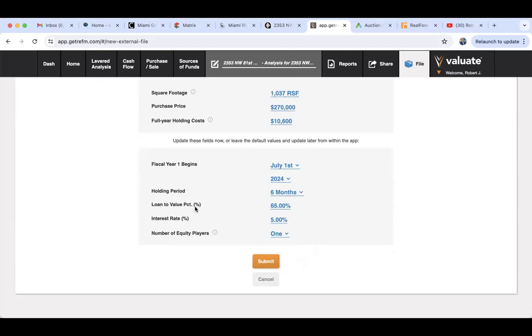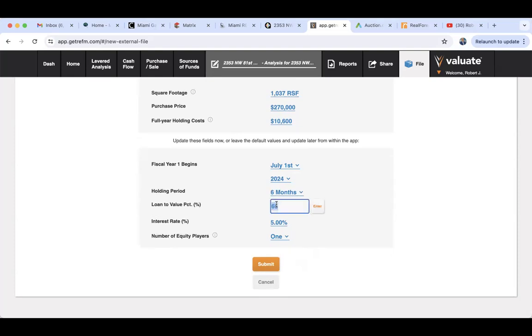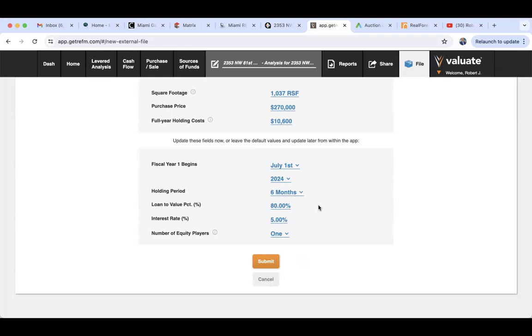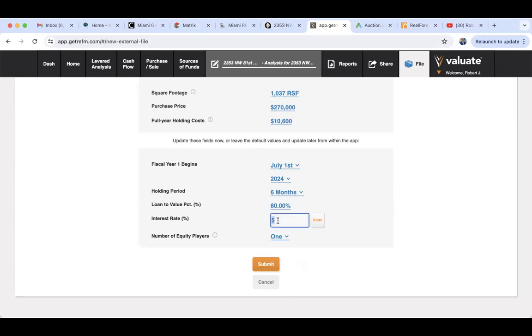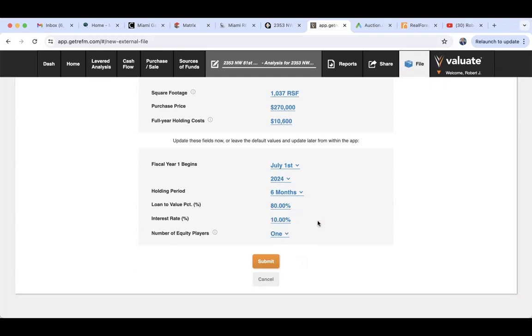Loan to value. Now, if you're going to use a hard money lender, they're going to loan you a large sum for you to make this happen. You're going to put here the percentage that they're going to loan you. Let's say they're loaning us 80%. And of course, that's going to be at a higher interest rate because this is a very short-term loan, usually a year. So the interest is going to be 10%. So right off the bat, we know that we have to come up with 20% of the purchase price to get this deal done with a hard money lender.